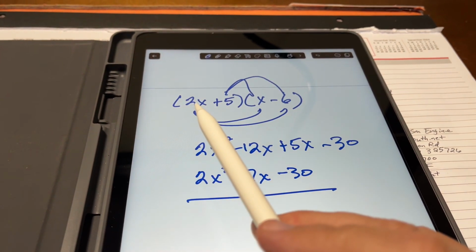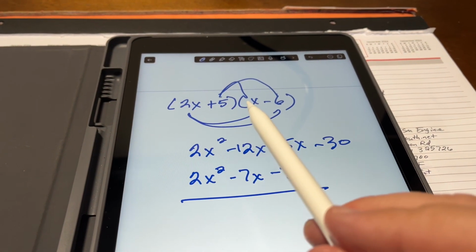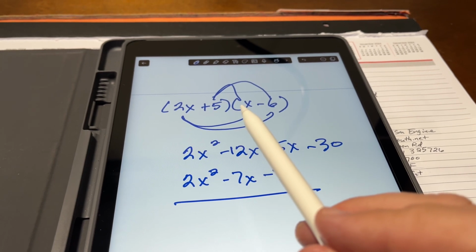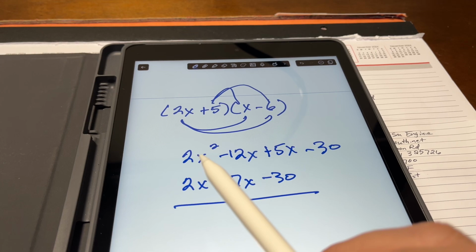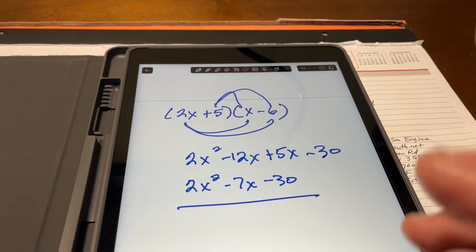So notice 2x times x was 2x squared, because this is a 1x, 2 times 1, we're multiplying the coefficients there, and then we're multiplying x times x to get x squared for the reasons I mentioned above. So this is our answer here.